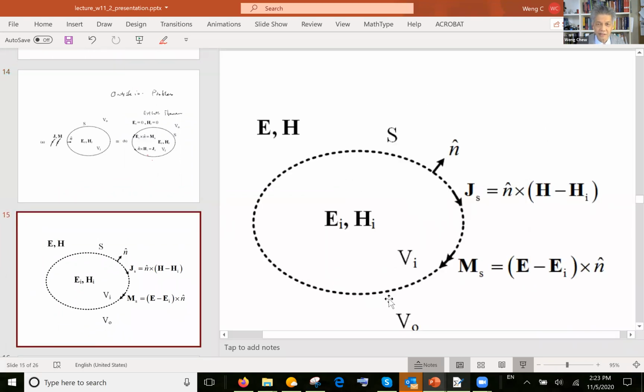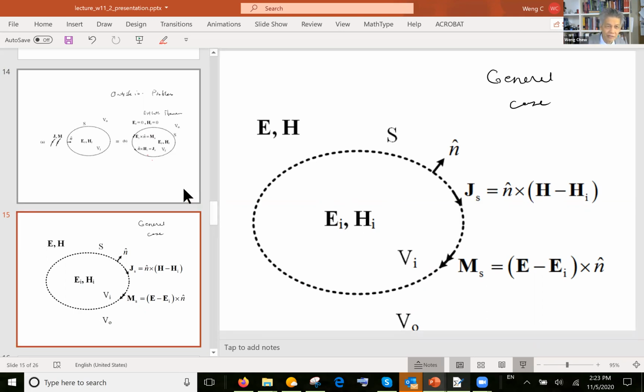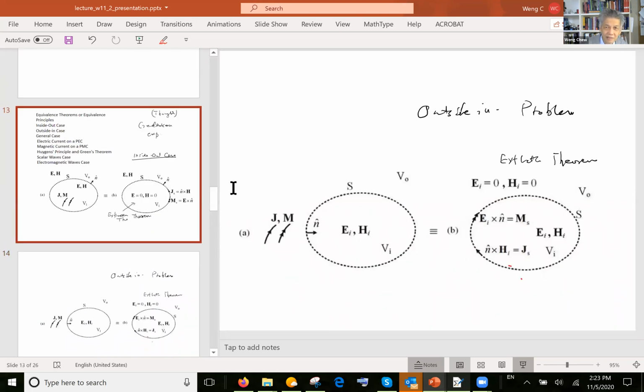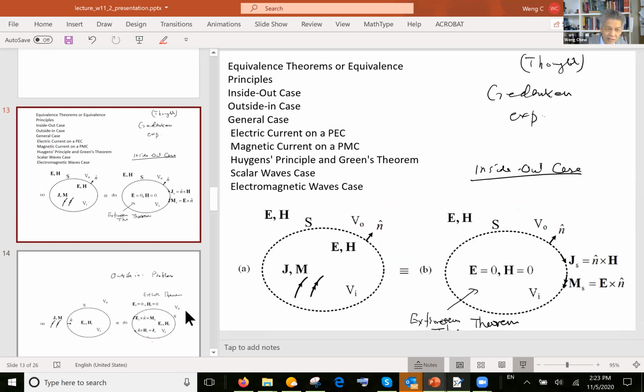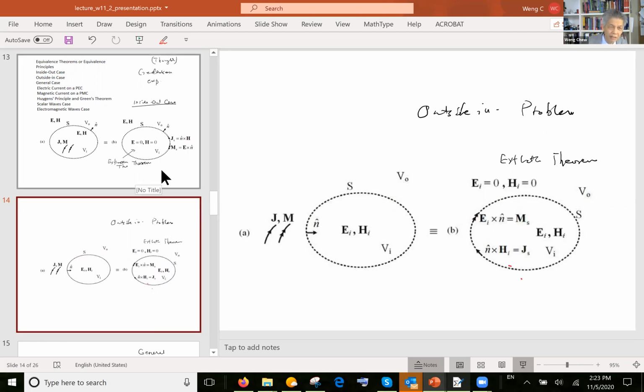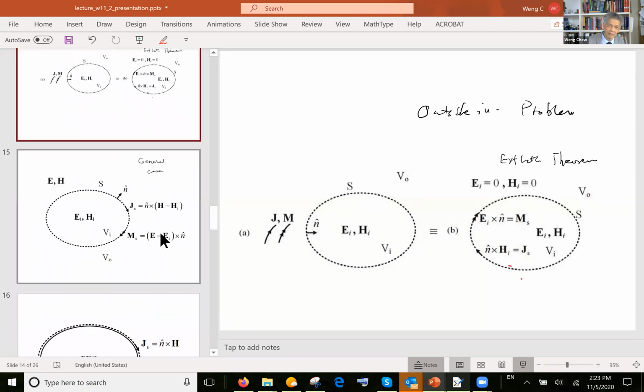And then I will have a general case. The general case is where the field outside is not 0 and the field inside is not 0. Then it will be just a combination of these two cases I had before. If I add the inside-out case, where the field inside is 0, to the outside-in case, and linearly superpose the two problems by the principle of linear superposition, I can generate any outside field that I want and any inside field that I want. And this gives me the general case.